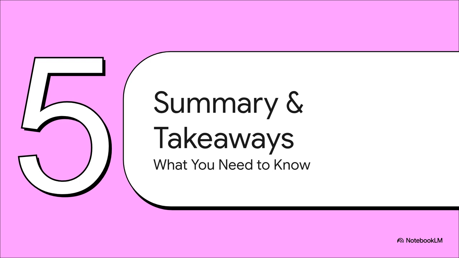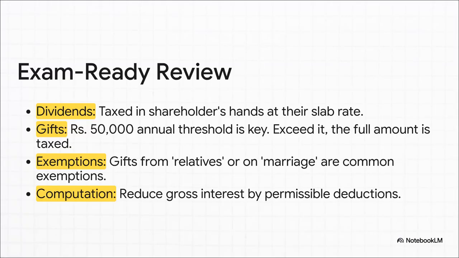Okay, wow, we have covered a lot of ground. Let's pull everything together into one final summary of the absolute must-know points, especially if you're studying for an exam. Let's lock this in. First, dividend distribution tax is a thing of the past. Dividends are now taxed in your hands at your personal slab rate. Second, the magic number for gifts is 50,000 rupees a year. Go over it, and the whole amount gets taxed.